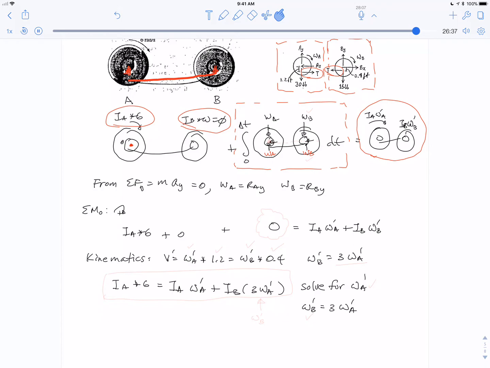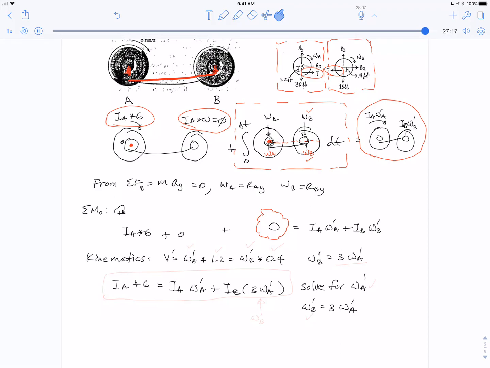So the big question is then, what is the moment about there? And so assuming that the center of the hubs are at the same elevation, that goes right through the middle, that has no moment, and assuming that the normal force up, the reaction up, is equal to WB, there's no moment due to these two forces because they cancel out, so there is no moment about there, so it's 0. So we just have 6IA equals IA omega A prime plus IB omega B prime.